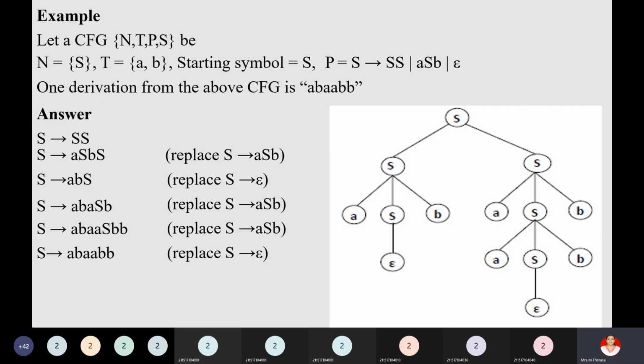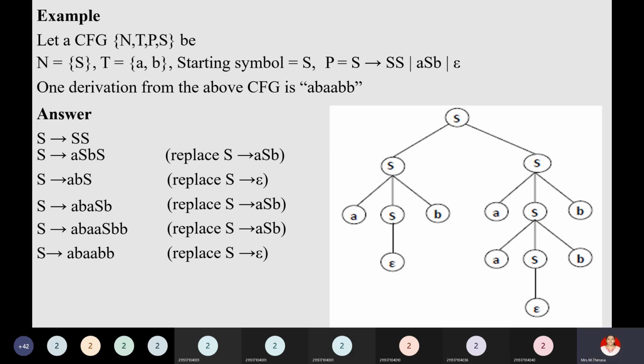Okay, we'll see one example for that. Let a CFG G. You know that a CFG will have 4 tuples: set of non-terminals, set of terminals, set of production rules, and a start symbol.